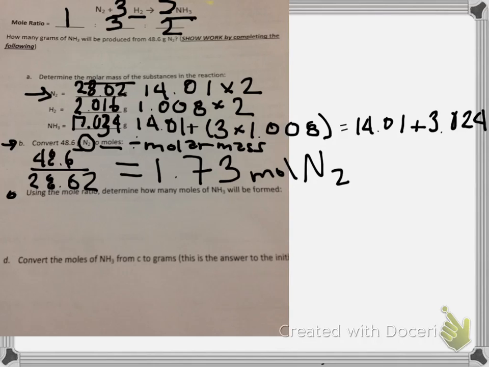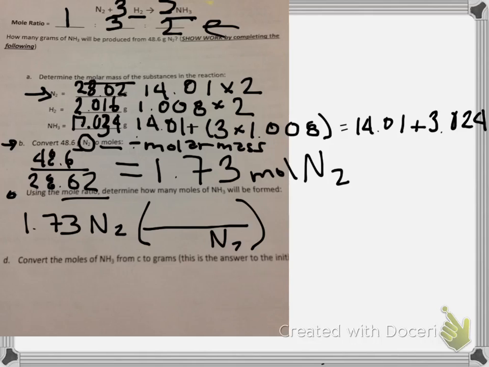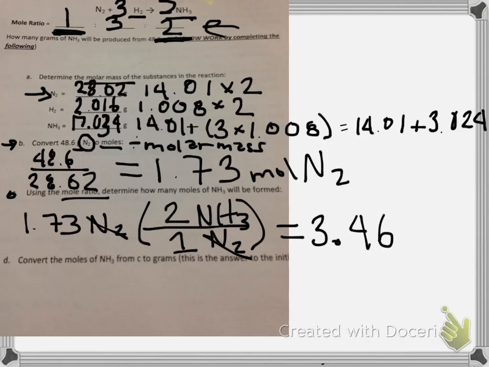Okay, next up I have to use the mole ratio, which luckily I have right here, to determine how many moles of NH3. So that's where I'm going. I've got 1.73 moles of N2. I write my conversion factor. So I'm going from N2 to NH3, and I get my mole ratios. I have 1 N2, so I put a 1 down here. I have 2 NH3, so I put a 2 up here. My N2s cross out. And then I just do 1.73 times 2, which comes out to be 3.46. And I divide it by 1, but it ends up being the same. And this is now moles of NH3.